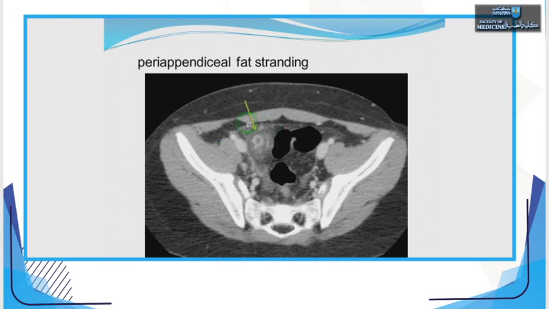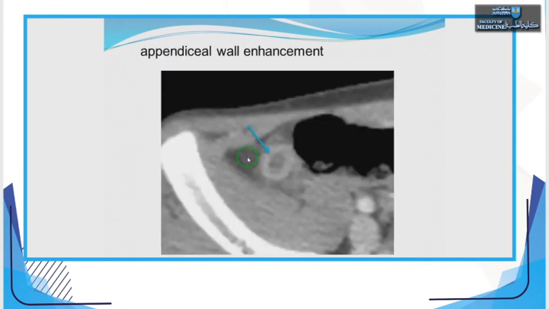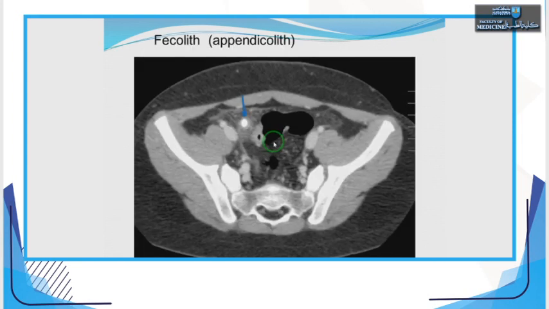This is a very important, very illustrative fat stranding sign with enhanced, enlarged, thickened wall of the appendix. Again, appendicular wall thickened and enhanced with stranding of the fat around. This is a feculith, appendicolith. In the CT, it appears as a stone like this, with stranding of the fat.